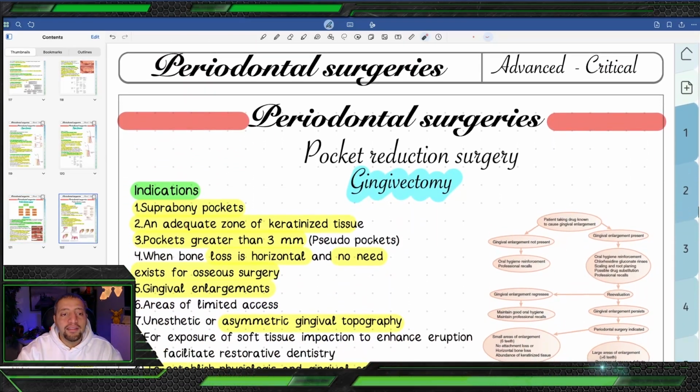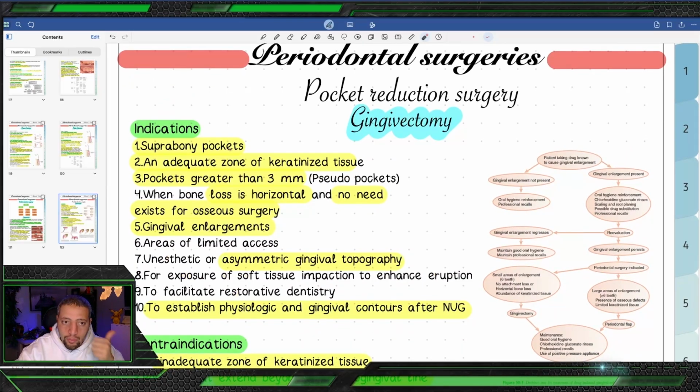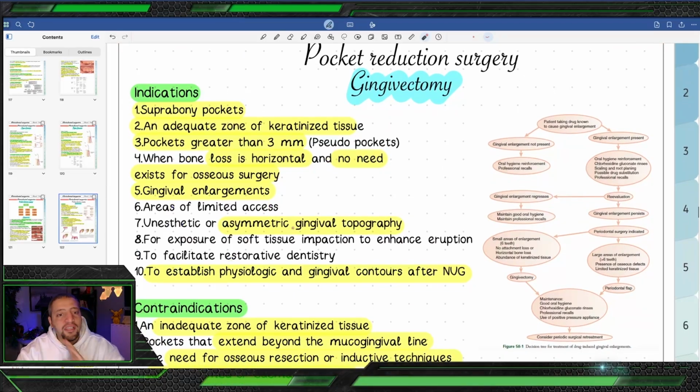Indication: when we have supra-bony pocket, pseudo pocket, adequate zone of keratinized gingiva, because we are removing part of the keratinized gingiva, attached gingiva, so we should have it. Pocket greater than 3, and I write this myself because I don't want you to be confused, to confirm it's a pseudo pocket. When bone loss is horizontal and no need for osteosurgery, so we don't need to reshape the bone itself. Gingival enlargement, area of limited access, asymmetric gingival topography, and to establish physiological gingival contour after NUG.